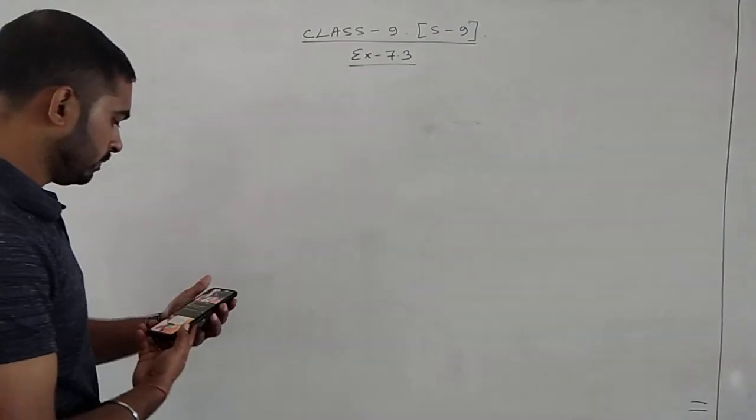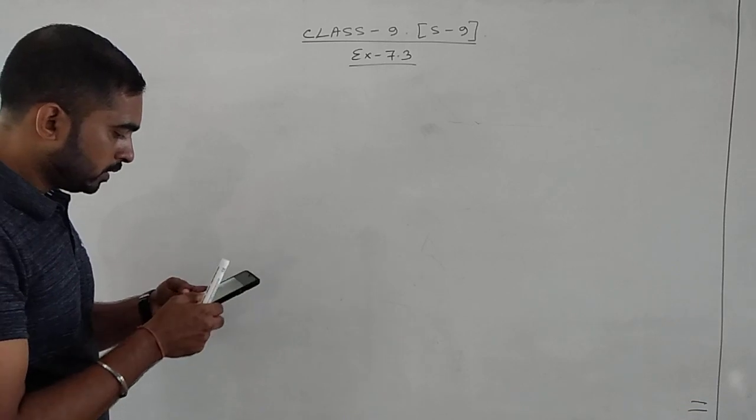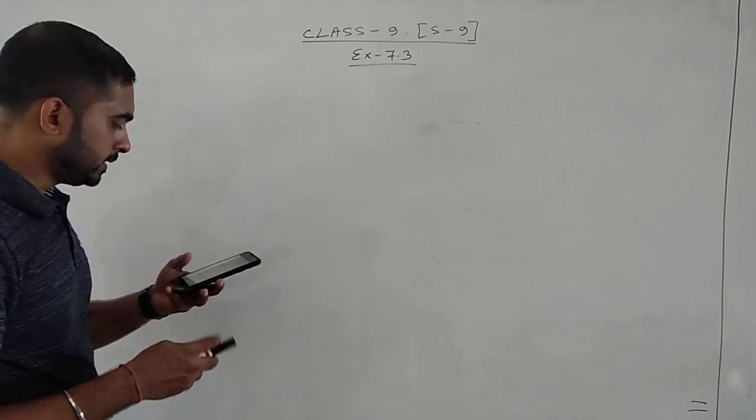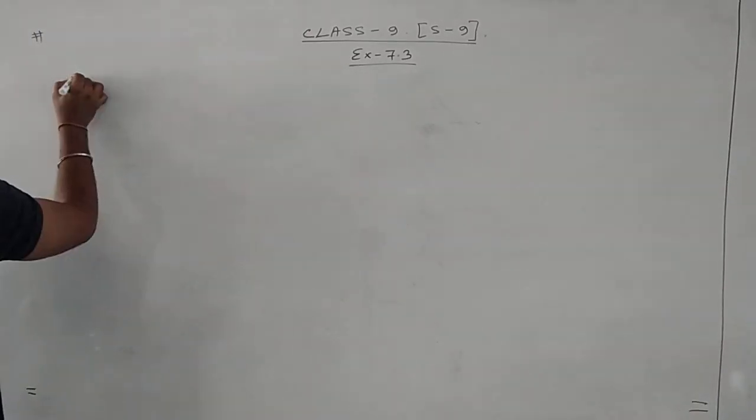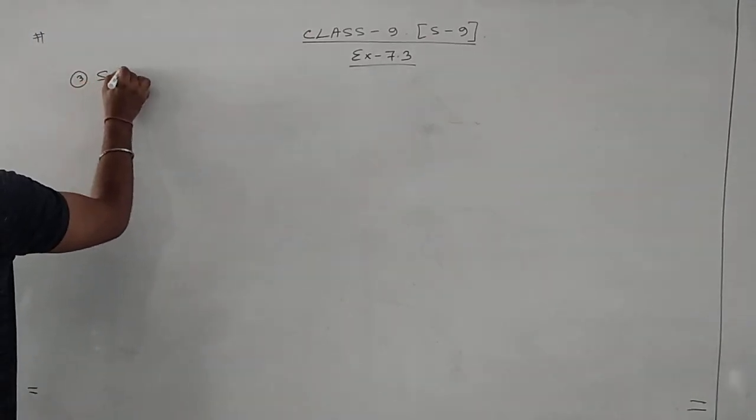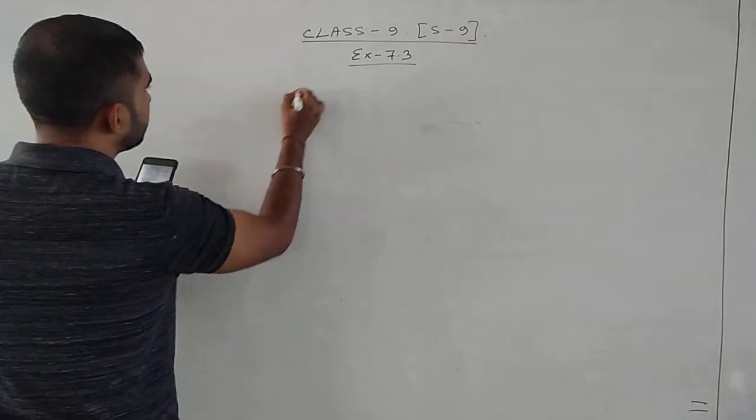Yes, now the next question is: two sides AB and AC. Okay, this diagram is given in the question. So first let me draw a diagram. Question number 3, solution. Two diagrams are given.